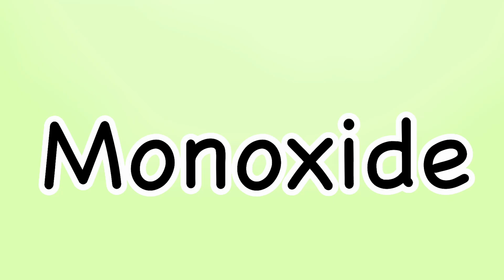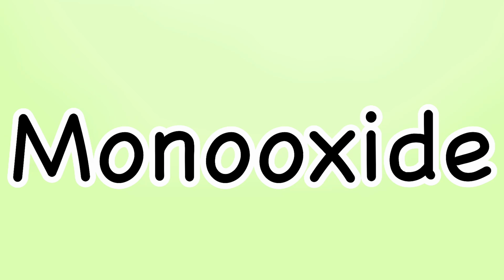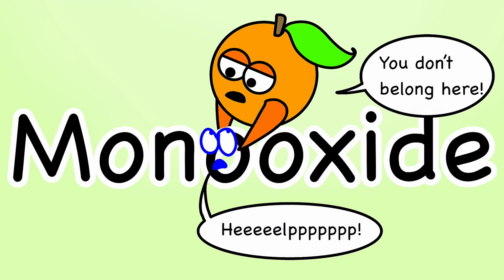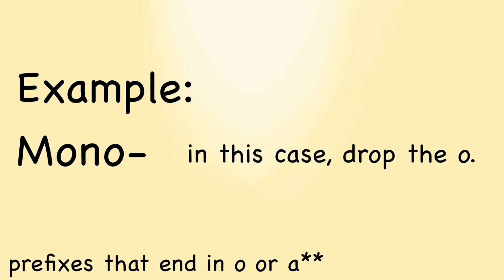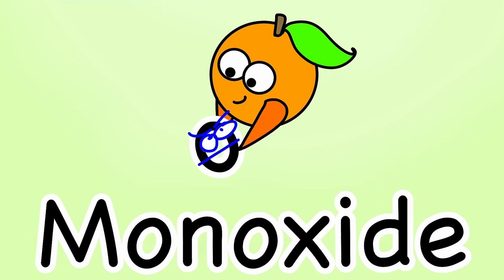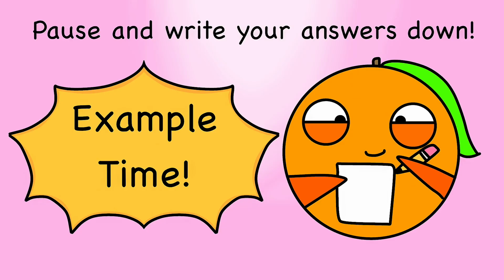However, do be careful on using vowels as well. Some students might write monooxide, but this will be grammatically wrong because there can't be 2 vowels, A or O, next to each other. In this case, just drop the vowel of a prefix if it ends in A or O. So it would be monoxide, where we drop the O in mono.